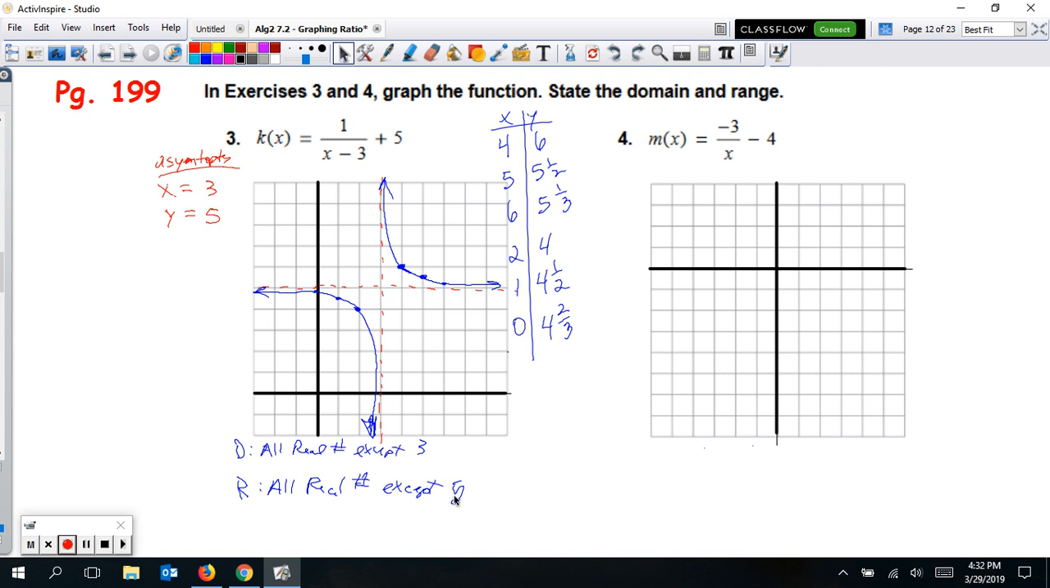All right, so number 4. Now notice these have m of x, k of x. It doesn't matter. Remember the letters here don't matter. That's just function notation. So don't be worried about that. That just, again, means your y right there. So we're looking at this function. We're looking for h and k. Well, I don't see an h on this one. So that means our h would be 0 if we don't see it. And our k is right here at -4. So when we identify our asymptotes first, x is equal to 0. That's our h. And the y is equal to -4.